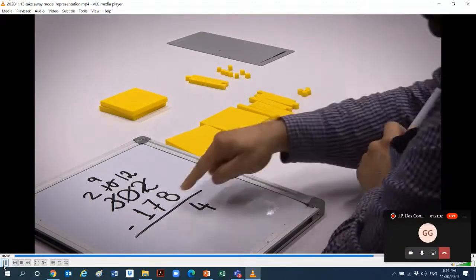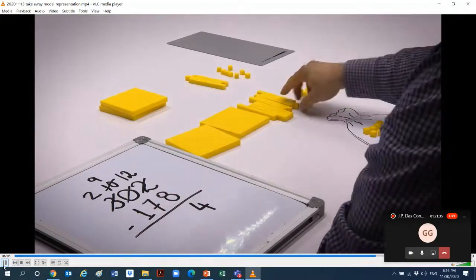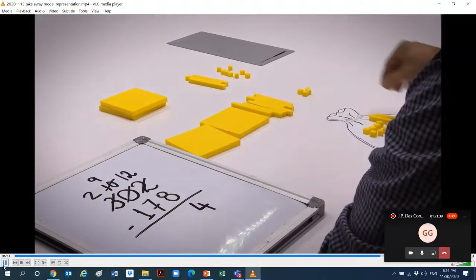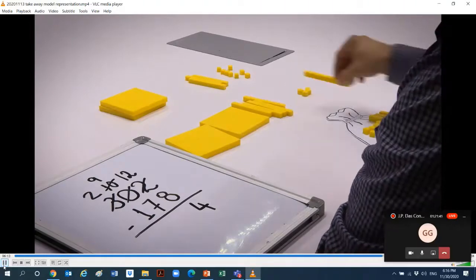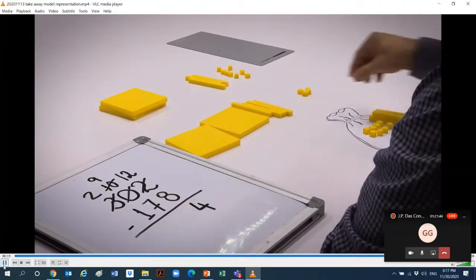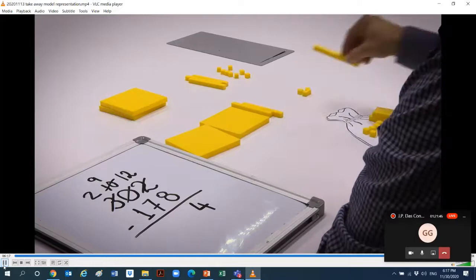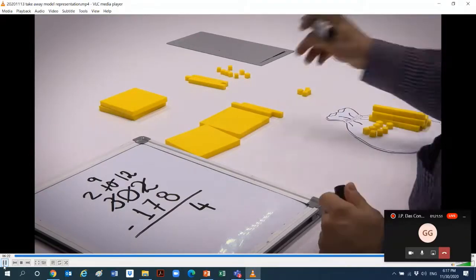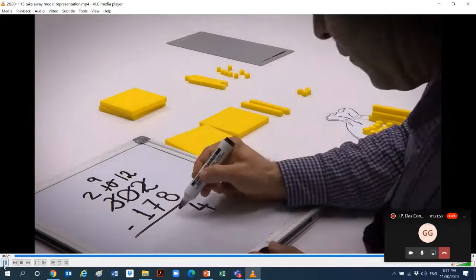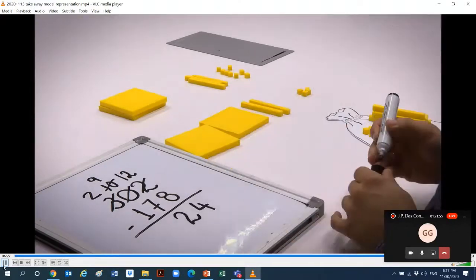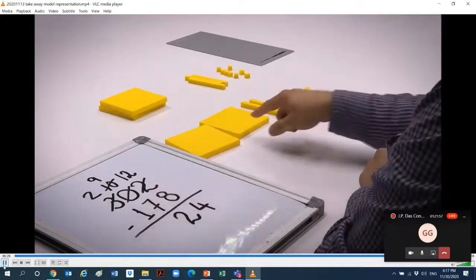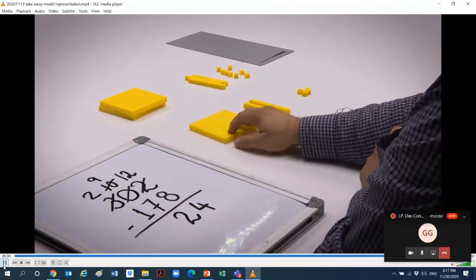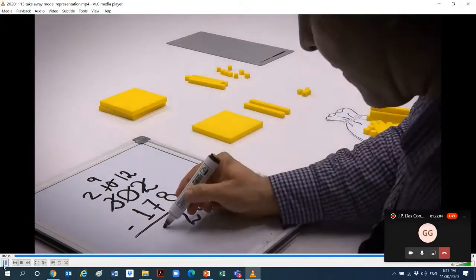And right now I need to take away 7 dots, and I'm going to put them in my bag. 1, 2, 3, 4, 5, 6, 7. So here are the 7 dots that I've placed in my little bag, and I'm left with only 2. And I need to take away 1 flat. Here's my flat, it goes in my bag, and I'm left with just 1 flat.